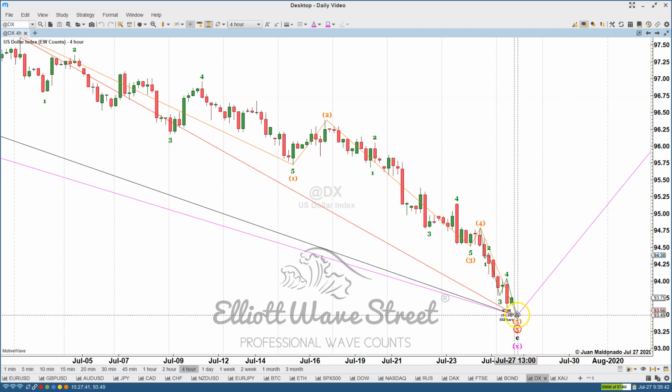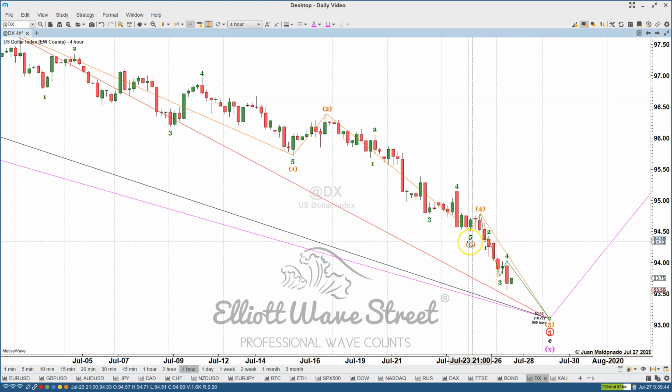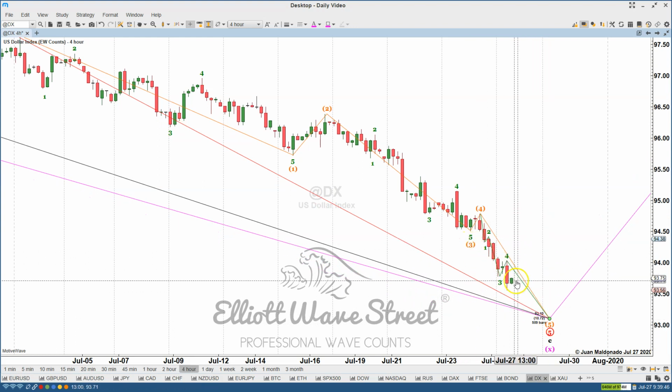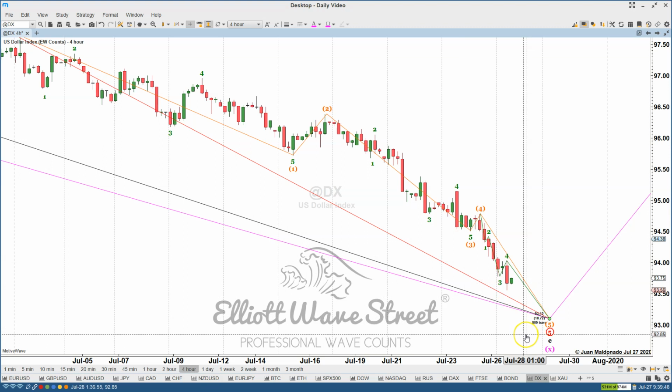I'm extending this move further down, the same as the euro. I think we are in the wave 3, so on the dollar we can very easily this week go to the 93 and maybe break out the 93 area. So extremely weak US dollar.